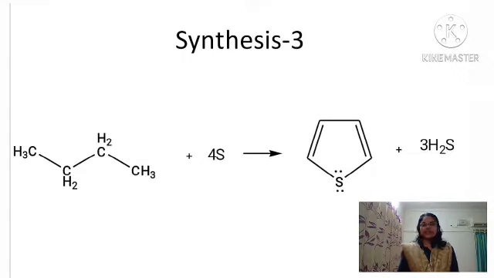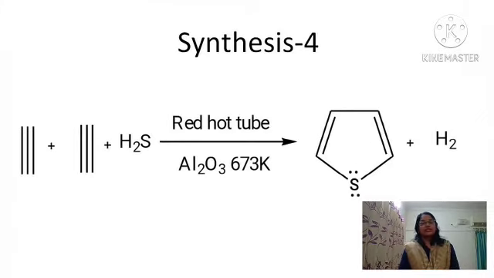Coming to the next method of synthesis of thiophene, that is from butane. When butane is treated with sulfur, we get thiophene, and the hydrogen atoms from the butane are eliminated as hydrogen sulfide. Coming to the next method of synthesis of thiophene, that is from acetylene.